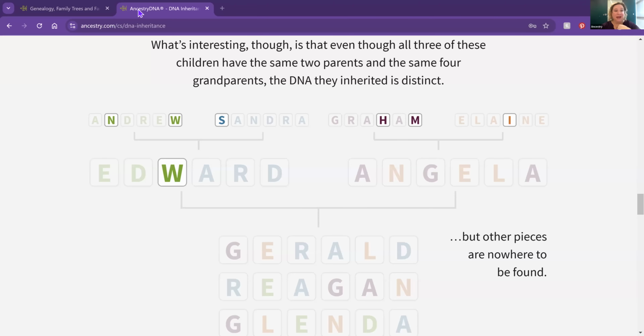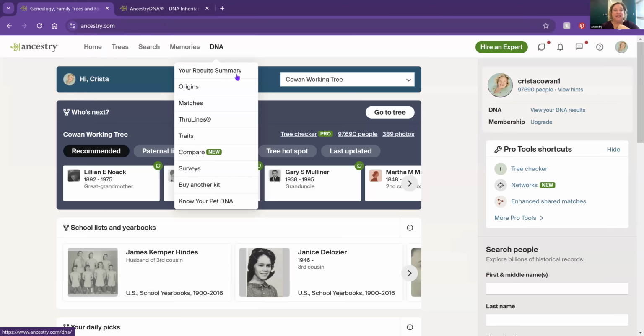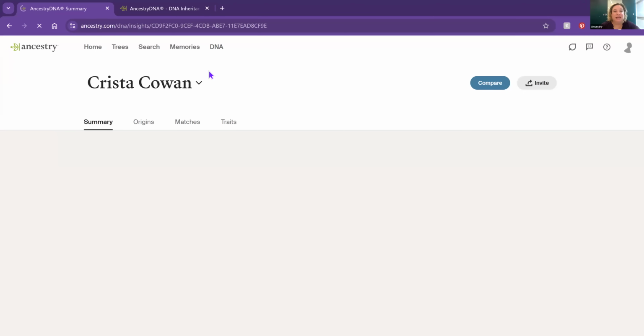I'm completely comfortable doing that. And I do have the permission of my highest matches on my match list to do that. So we are going to take a look at exactly what you get in your DNA results summary. So this is your DNA homepage, essentially.